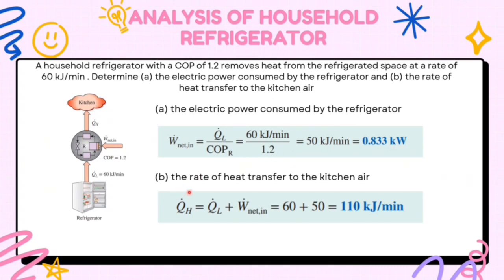For B, the rate of heat transfer to the kitchen air can be determined by using the conservation of energy principle, which is Q dot H equals Q dot L plus the power input that we got just now. So 16 plus 15 equals 110 kilojoule per minute.